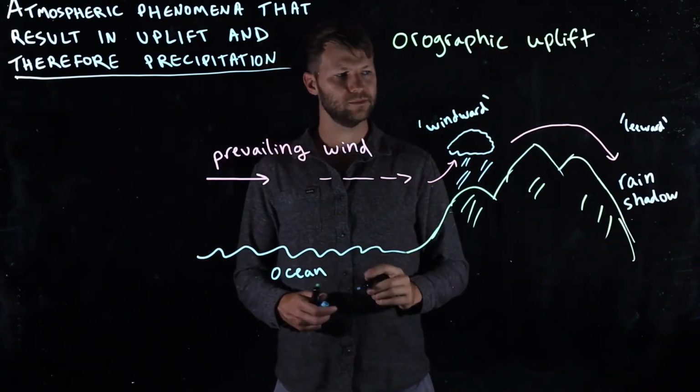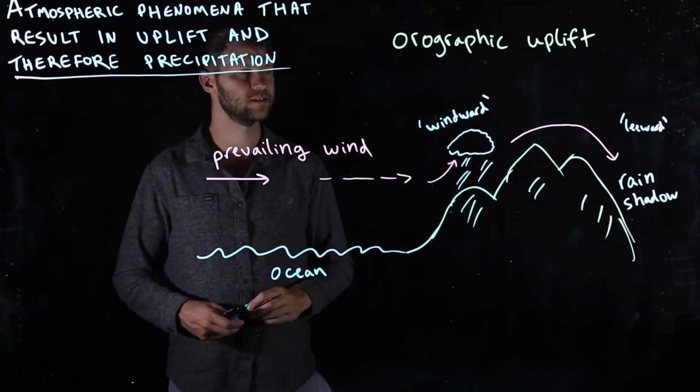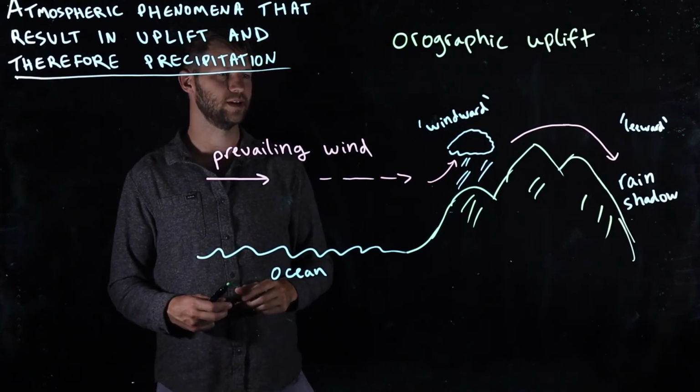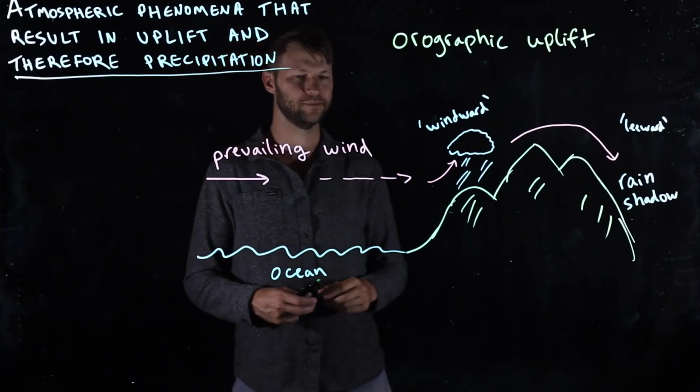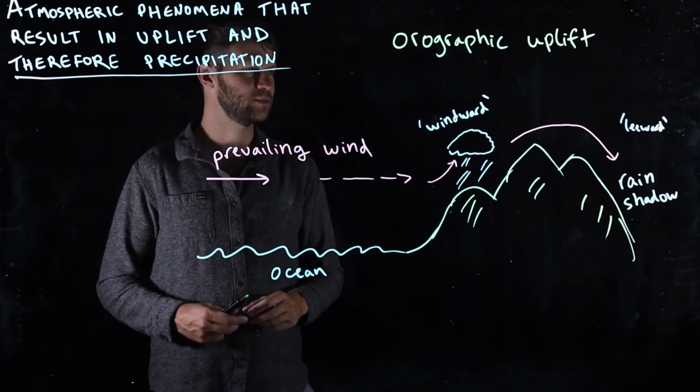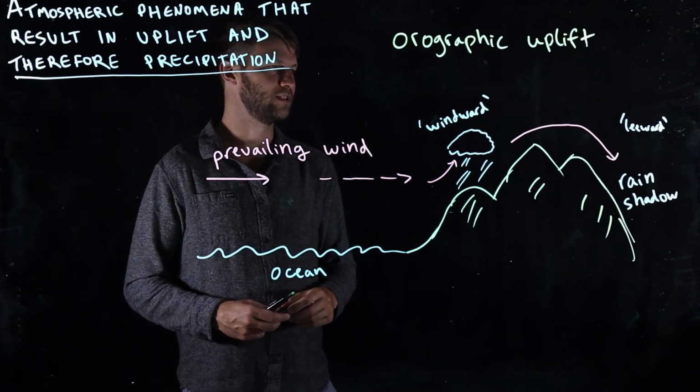This is an extremely important process along the central Pacific coast of North America, including in British Columbia. And it interacts with the other rainfall processes that we're going to discuss next.